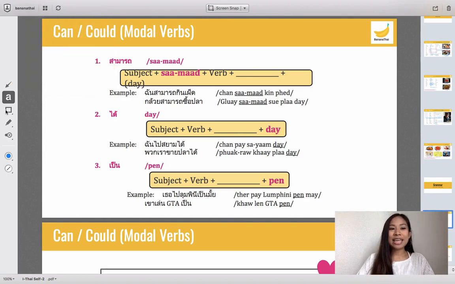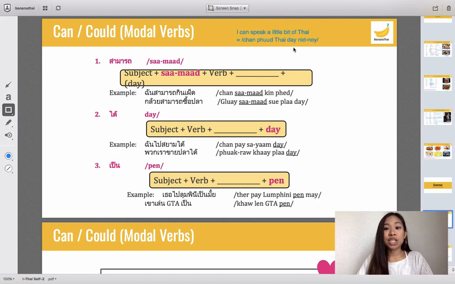If you want to say I can speak a little bit of Thai, I think some of you know this sentence already. ฉันพูดไทยได้นิดหน่อย. This is a very common phrase that foreigners know. Many foreigners think that the word ได้ here is can, which is actually right, because ได้ is can. But there are more ways to say can.